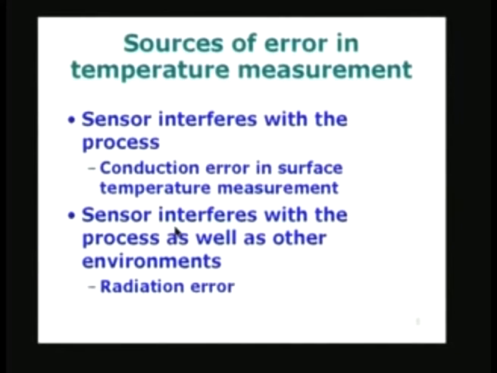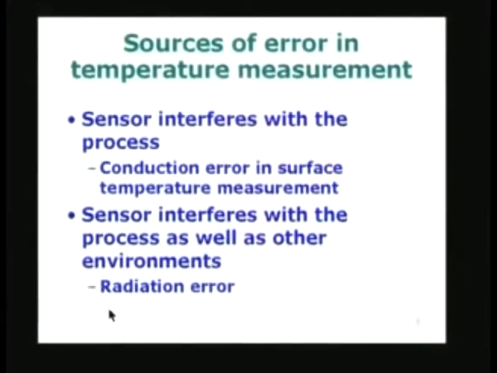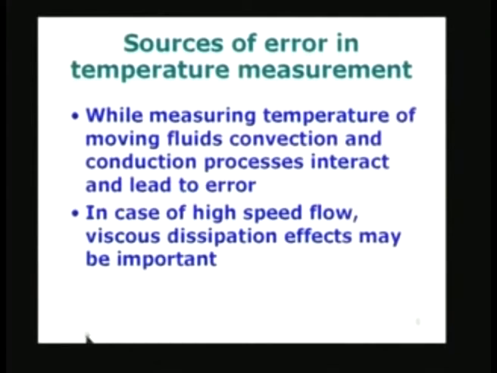In some cases, the sensor may interfere with the process as well as other environments. This is where the radiation error comes into the picture. It takes away heat by conduction possibly, and then it loses heat by radiation also. Therefore, radiation error is a typical example where there is an interference between the process and other modes of heat transfer. That means other environments means other modes of heat transfer.